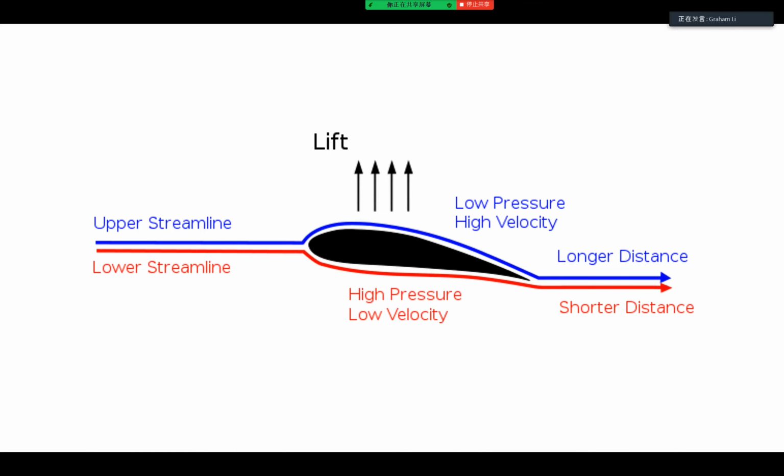So the air pressure on the lower side will push the wing upward. So that is why there is a force of lift when the plane is in the sky, and that's how the plane goes into the sky.